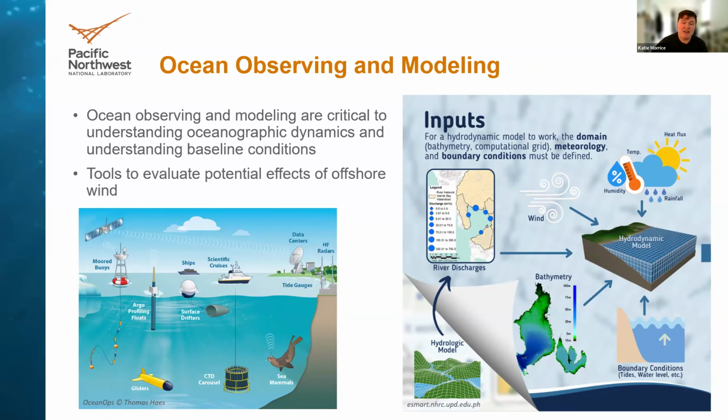Both ocean observing and modeling are critical to understanding oceanographic dynamics and understanding baseline conditions. So we want to have a lot of robust data as we go into scenarios of understanding potential effects of offshore wind. It's critical to have robust ocean observing data sets to have better informed models. Again, as we seek to understand the general environment, these are also very useful tools for evaluating potential effects of offshore wind.